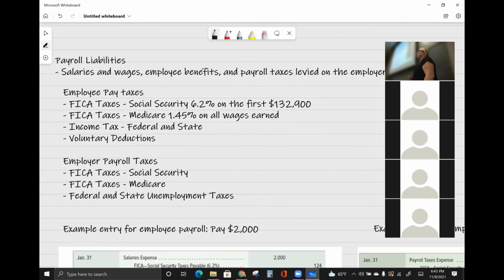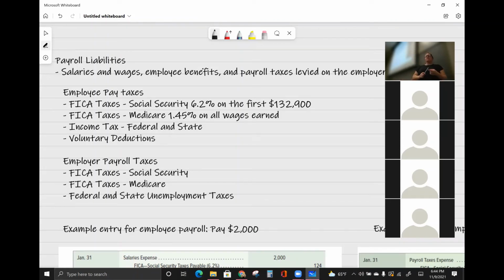Okay, let's look at payroll. So now payroll can be a little bit complicated because we have a lot of things going on. There's a lot of things we have to calculate and keep track of. So we're going to go through an example of this to help you understand, but let's just go through a couple of things real quick.